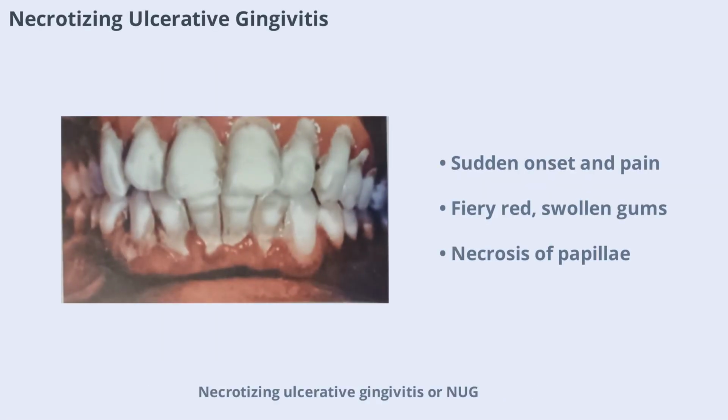Necrotizing ulcerative gingivitis, or NUG, is another periodontal disease seen in HIV-infected patients. It is characterized by sudden onset, pain, bleeding during toothbrushing, and a distinctive foul odor or halitosis. The gingiva appears fiery red and swollen, with yellowish-gray necrosis at the tips of the interdental papillae and gingival margins.